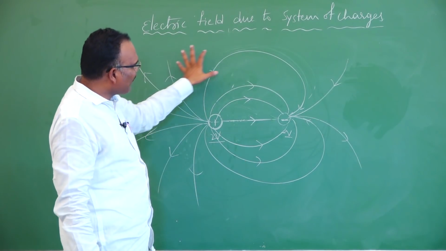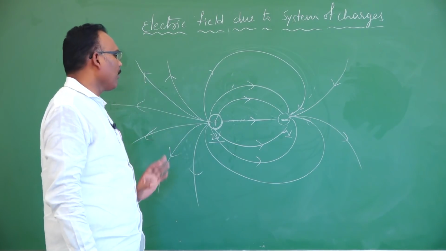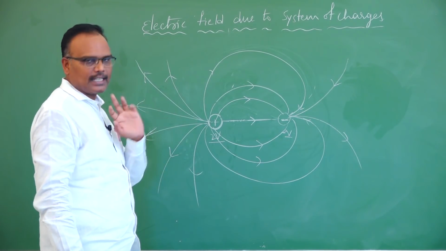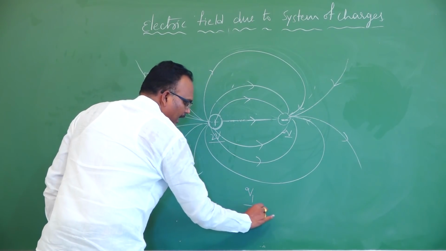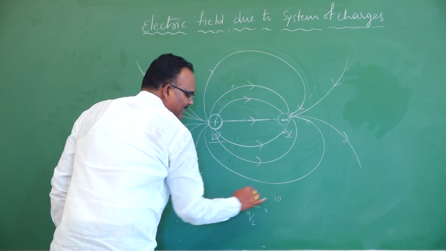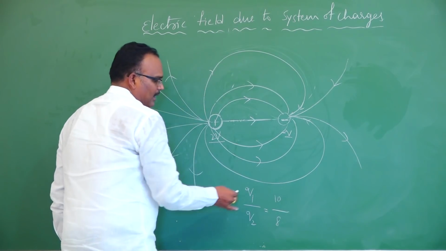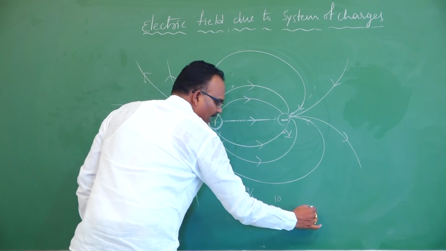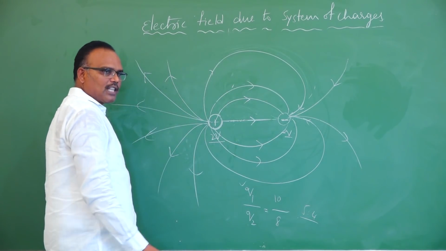By seeing this field line diagram, I can compare the magnitudes of two charges. For example, the magnitude of charge Q1 divided by the magnitude of charge Q2. Charge Q1 produces 10 lines, for example. Charge Q2 produces 8 lines, which means the ratio of their magnitudes is 5:4. So I can say this is the larger magnitude charge.